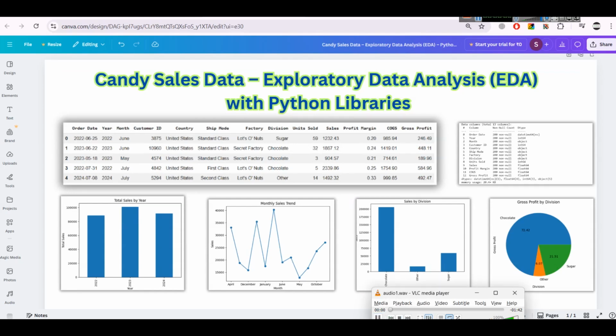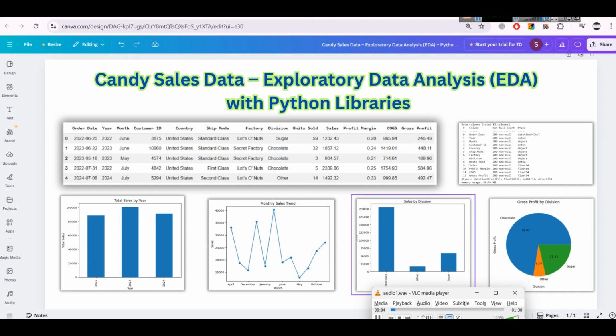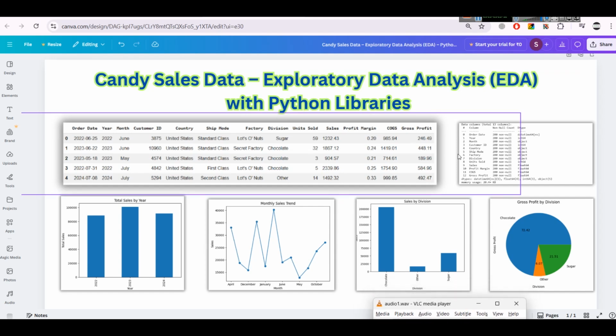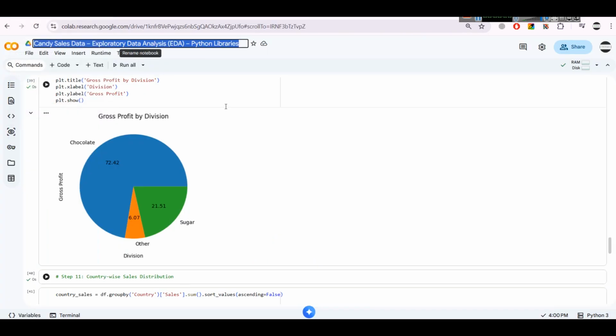In this project, I will teach you how to perform exploratory data analysis, EDA, using Python on a real-world sales dataset. The objective of this project is to help you understand how raw business data can be explored, cleaned, analyzed, and interpreted using Python in a structured and logical way.